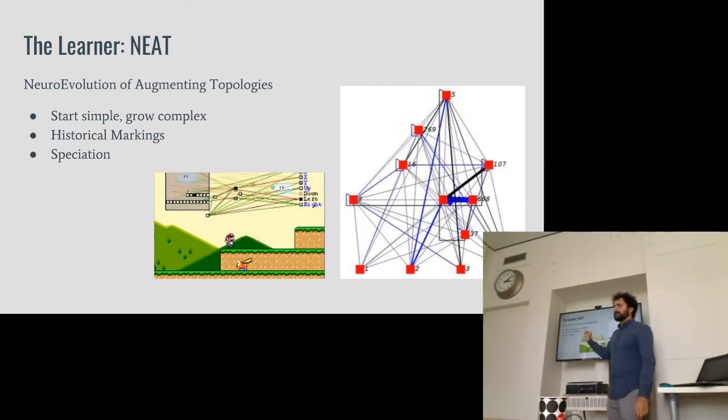It has historical markings, which just means that it marks every node when it's created with a unique number. If you have two parents and want to mate them to get offspring, you need to know if they are compatible. And if they have enough nodes that have the same marking, it means they are compatible. Another important thing is that there are species in this algorithm. Compatible controllers are inside the same species, and species are kept small and varied in number. So you would not have a local maximum trap, but you would expand through different solutions.